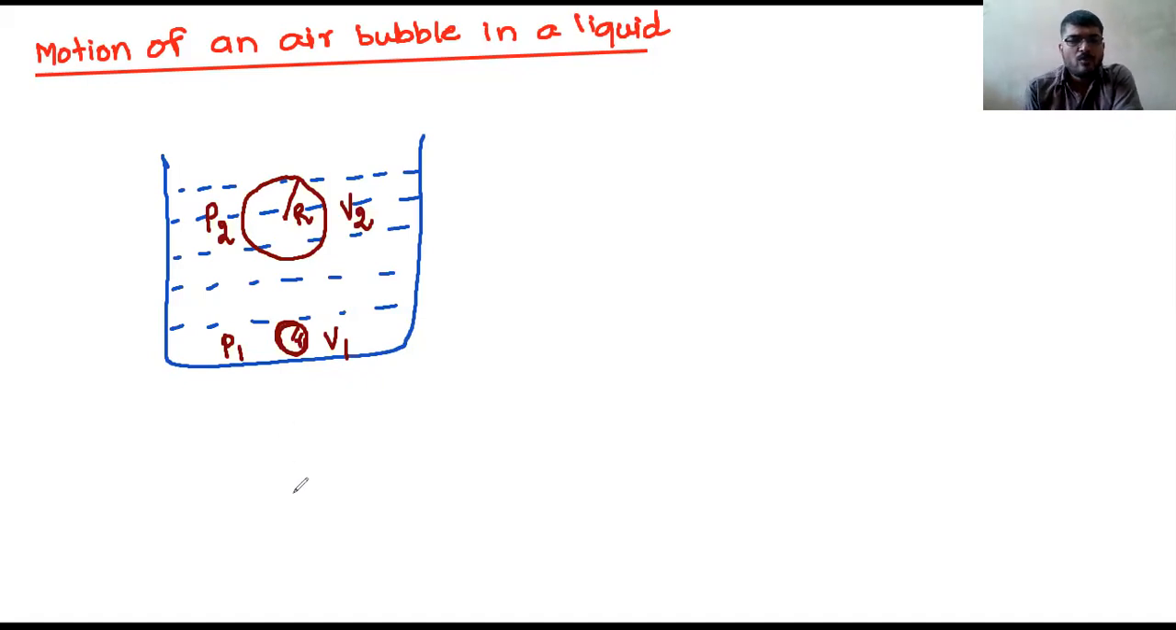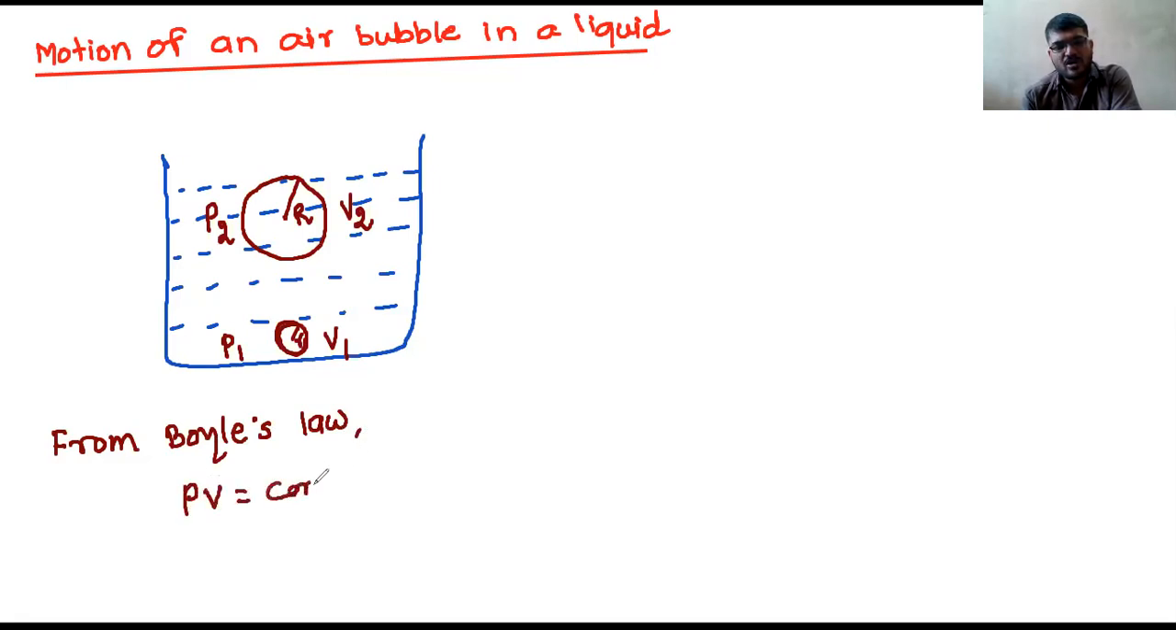Now, from Boyle's law, see here. What is Boyle's law? PV is equal to constant. Pressure into volume is equal to constant. Now, in this case, can I write like this? P1 V1 is equal to P2 V2.